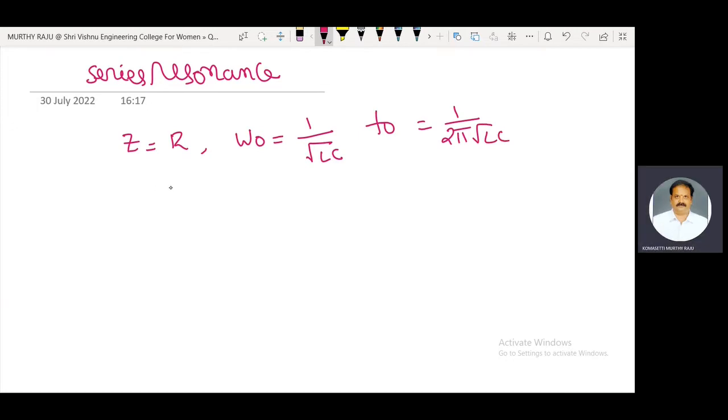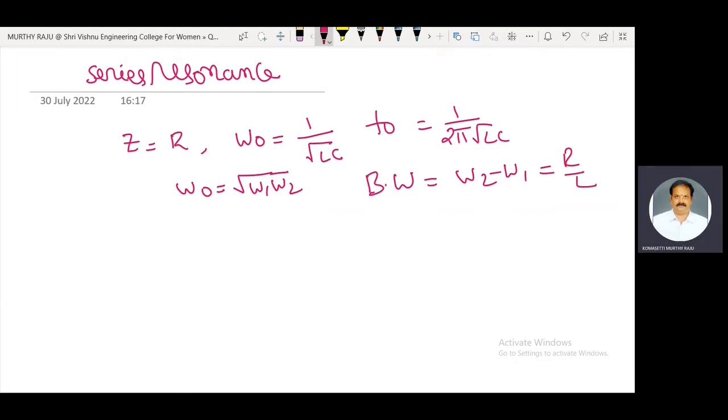Geometric mean: the resonance frequency omega naught is equal to the square root of omega 1 into omega 2. The resonance frequency is the geometric mean of the two angular frequencies omega 1 and omega 2. The bandwidth of the circuit, that means omega 2 minus omega 1, is equal to R by L.